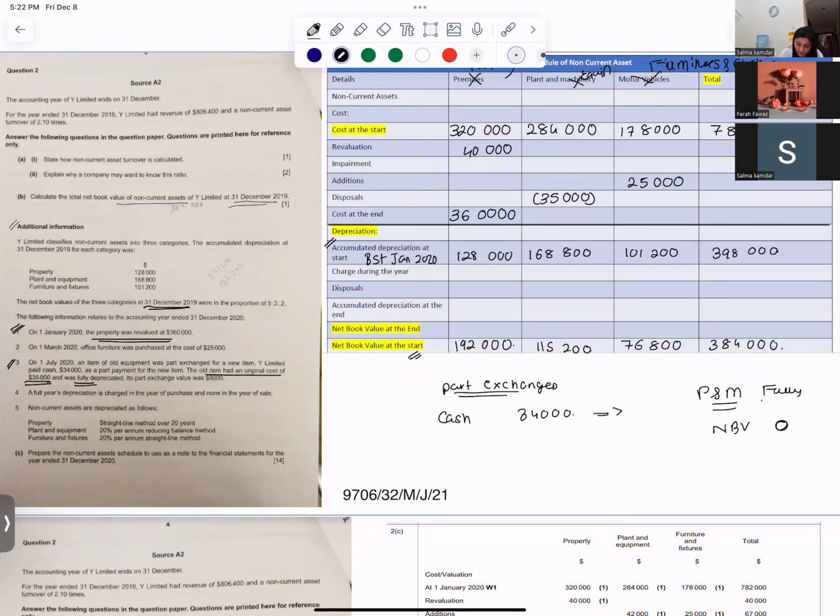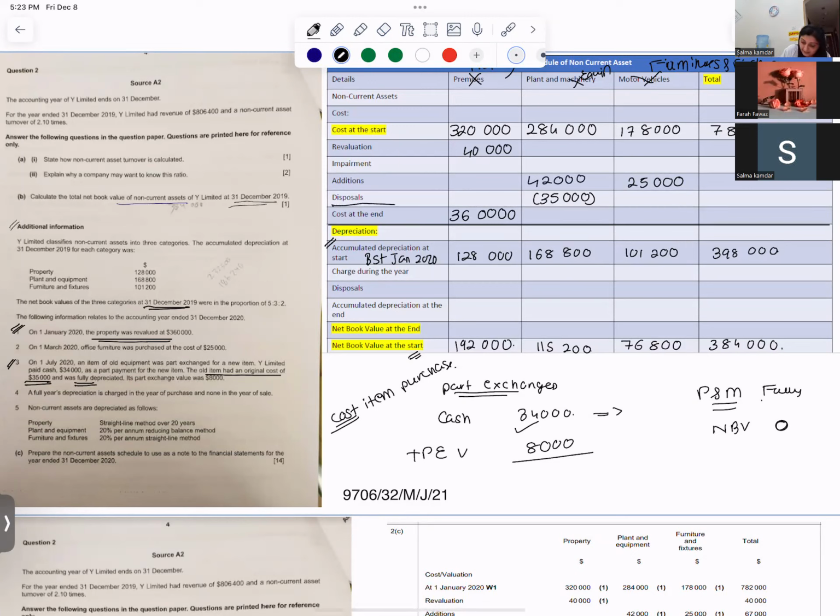So you disposed one item and you have purchased another item. Can you tell me the cost of the item that you have purchased? It is 34,000 plus 8,000, plus the part exchange value. So 34,000 plus 8,000, it will become how much? 42,000. So there is an addition of plant and machinery of 42,000.